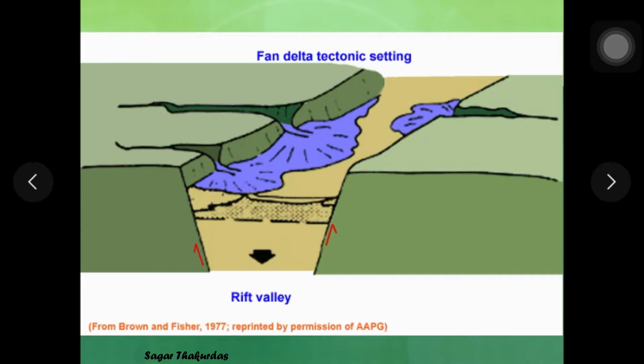Now there are different settings in which these fan deltas are found. This is one which is associated with the rift basin. So this is the higher ground. Along the fault scarp, the sediments are deposited in fan shape into a graben, which is obviously filled with water. So this could be an open sea also.